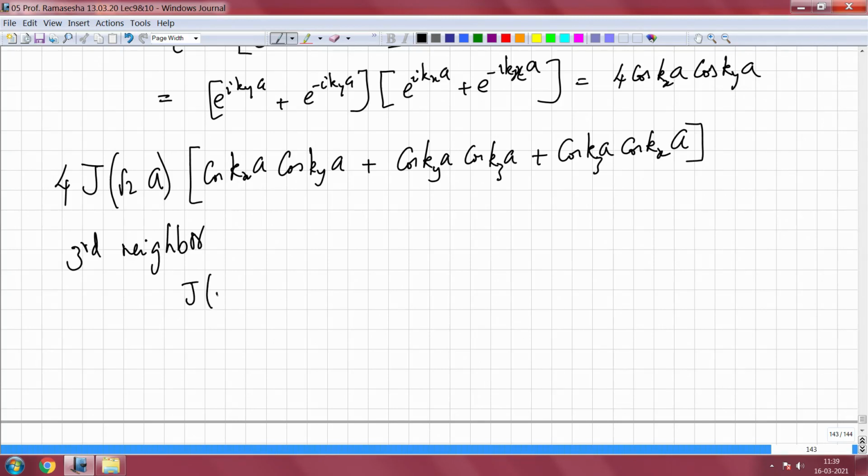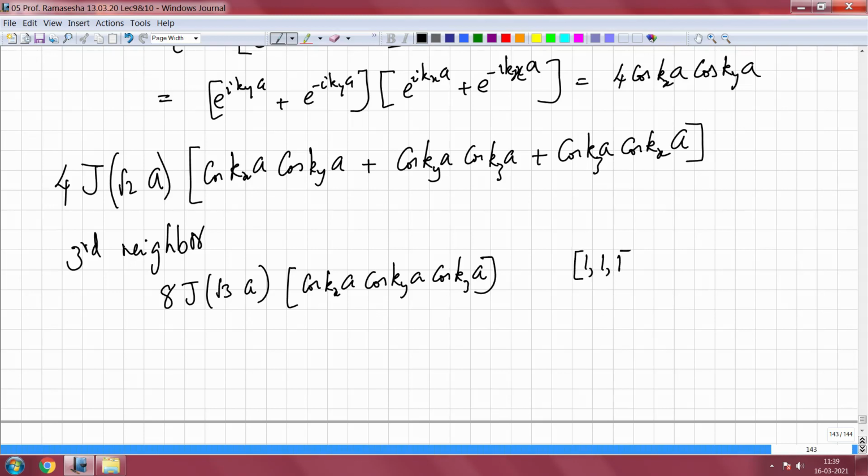J times the distance root 3a, and I will have 8 times that times cos kx a cos ky a cos kz a, and this comes from the neighbors which are 1 1 1 and all the others. So 1 1 1, 1 1 minus 1, 1 minus 1 1, and minus 1 1 1 and so on and so forth. So all possible things that you can write down for 1 1 1, and you will get this quantity.